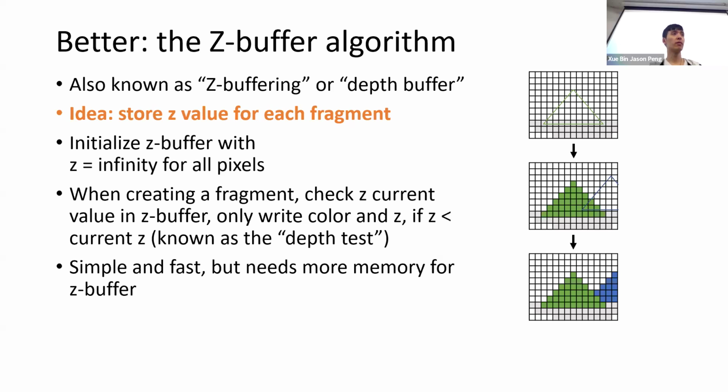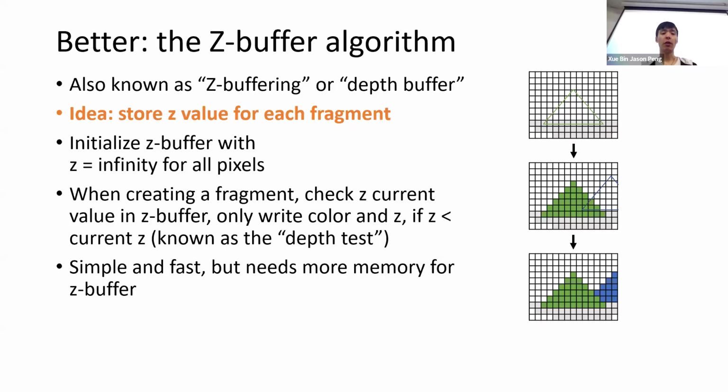Would you need to recalculate the Z buffer for every frame? Right. Yeah. So with the Z-buffer algorithm, you update the Z-buffer every time you draw a new frame. So every new frame, you clear the Z-buffer and then you redraw everything again.